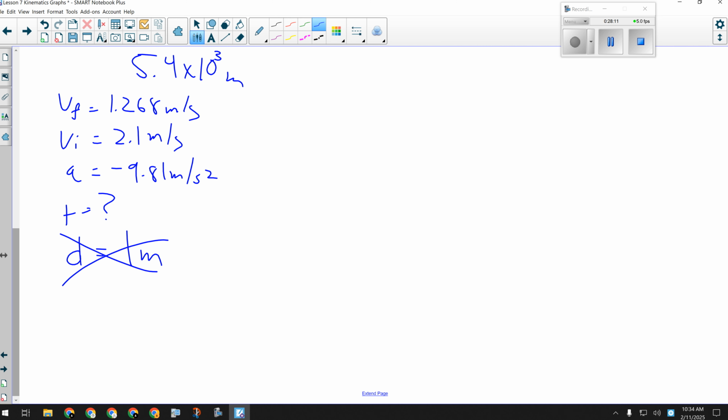Yes, write down your givens, write down what you think your final number of significant digits would be, but then double check. Did I actually use that number? If you didn't, then that changes your significant digits.